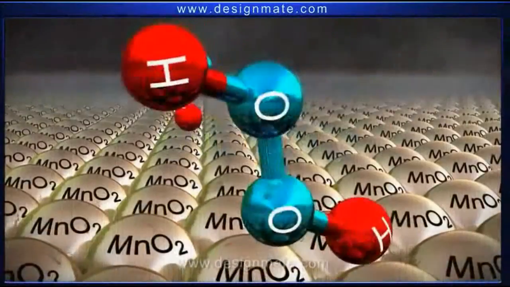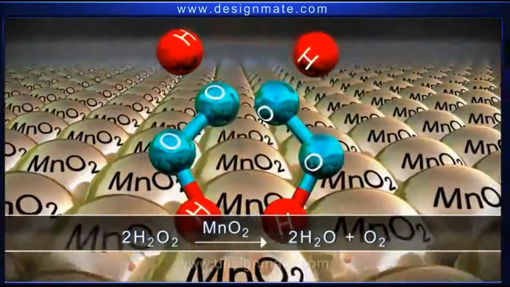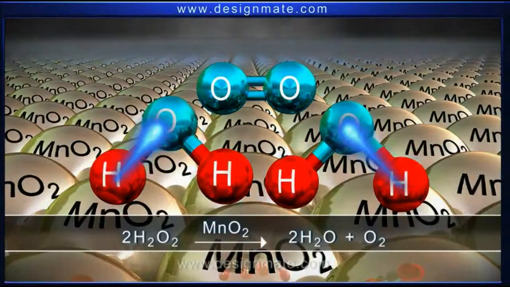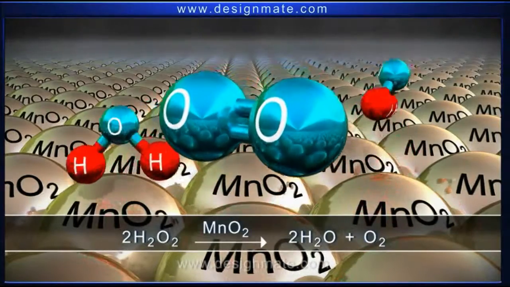Summary: 2 molecules of hydrogen peroxide, in the presence of a catalyst, manganese dioxide, give 2 molecules of water and release a molecule of oxygen.